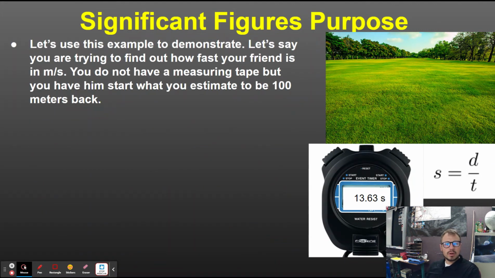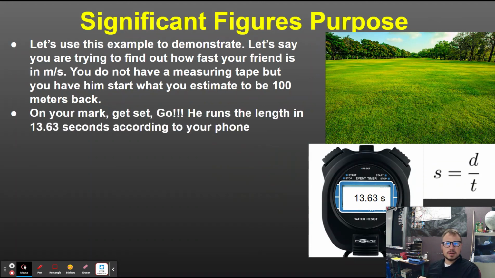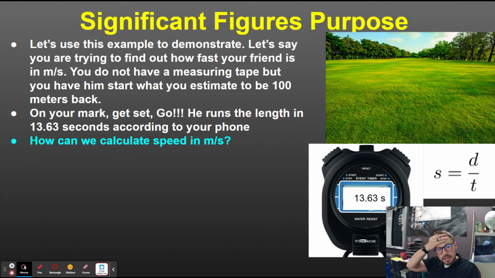Now, here's the example that I use. Let's just say you're going to go outside and see how fast somebody can run a 100-meter dash. You get outside and you forget your measuring tape. And you say, okay, I'm just going to estimate about how far 100 meters is, right? I'm going to estimate how far that is. And you know about how far 100 meters is. But then on your mark, get set, go, you have somebody run, or you run, and you have a stopwatch, right? So 13.63 seconds. So yeah, that has 4 significant figures there, but we can calculate the speed.